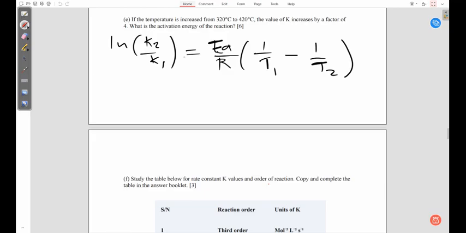The temperatures here are supposed to be in kelvins, so you'd want to add 273.15 to both. So my T1, after adding 273.15, is 593.15, and then my T2 is 693.15 Kelvin.